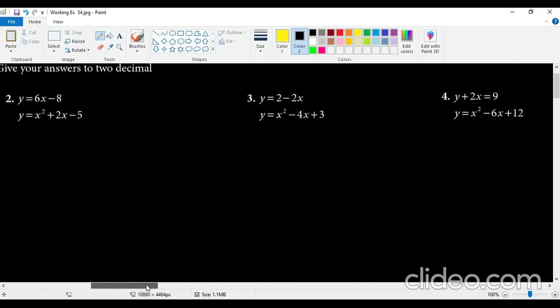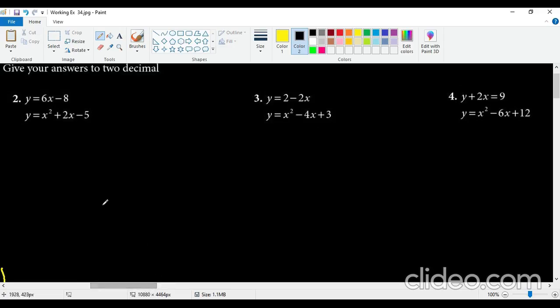In question number 2, the value of y is 6x minus 8. So I will write 6x minus 8 equals x square plus 2x minus 5 as it is. And I will bring the other terms over here, plus 2x and minus 6x, minus 5 and plus 8. So this is going to give us x square minus 4x plus 3 equals 0.